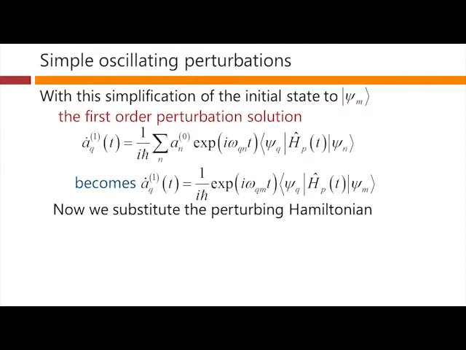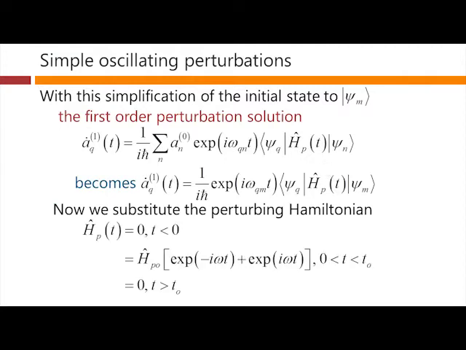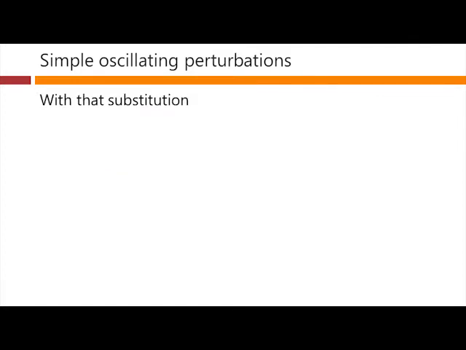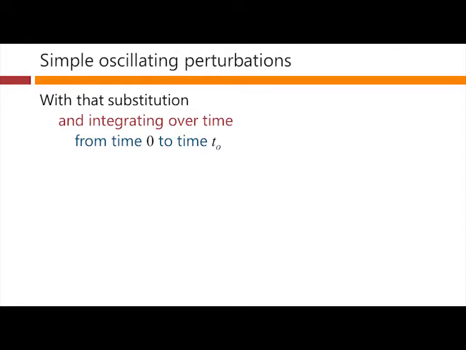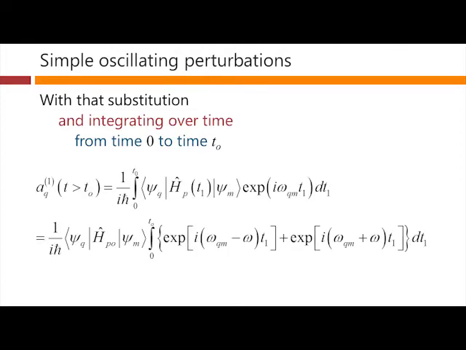We're going to substitute our perturbing Hamiltonian in here, which was this one. And with that substitution and integrating over time, from time 0 to time t0, we're going to have this integral here to evaluate. So we're just writing this out here. Here's our matrix element between these two states, the initial state psi m and the state of interest psi q, of a perturbing Hamiltonian. And we can separate that out into our time-independent part here and just leave all of these other terms here from the time dependence that was built into the field.